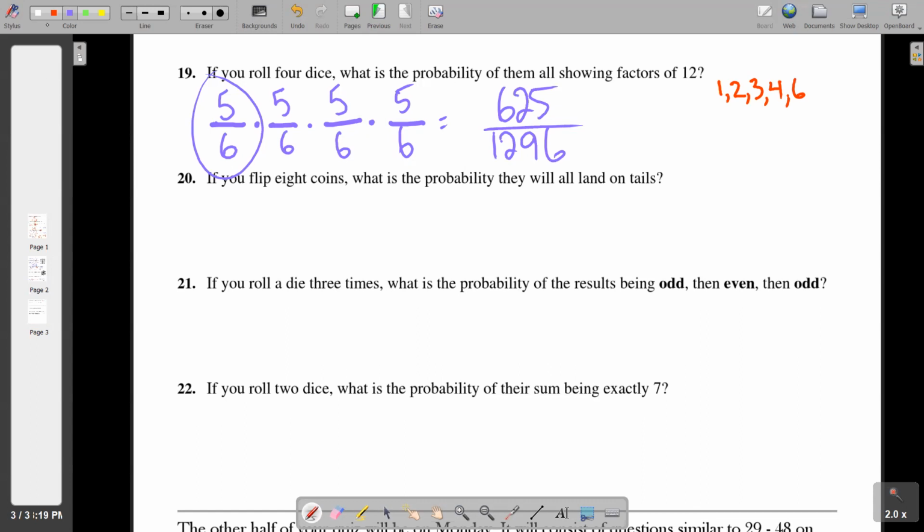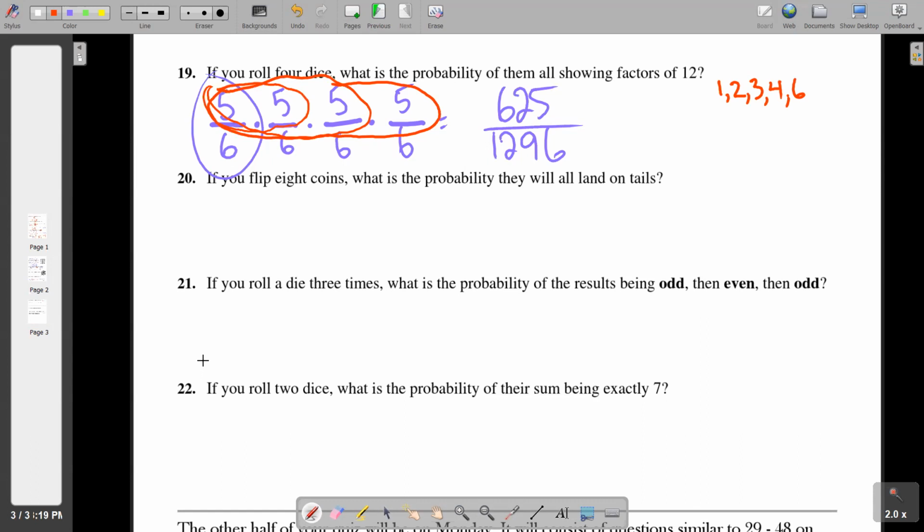I did 5 times 5, which is 25. And then I did 25 times 5, which is 125. And then I multiplied by another 5, which is 625. You multiply all the tops together, and I multiply all the bottoms together. In a case like this, you just wham them all together, multiply them, done. That's it. Final answer on that problem. Good.